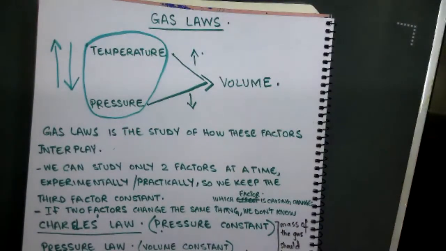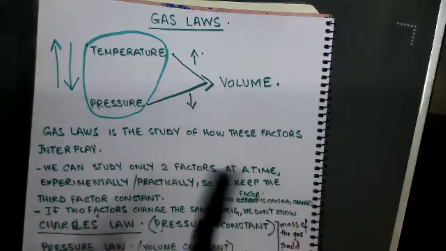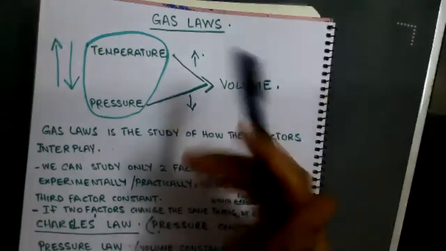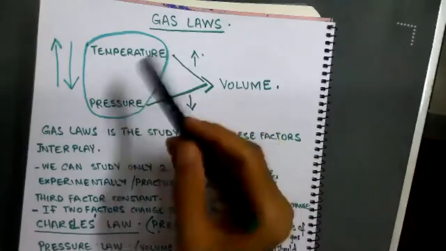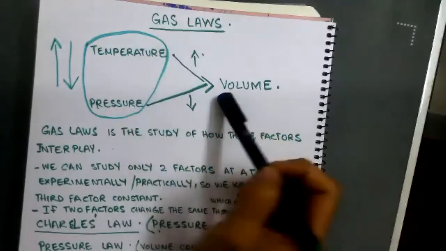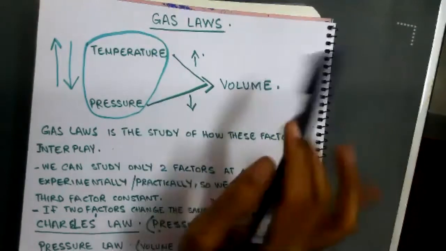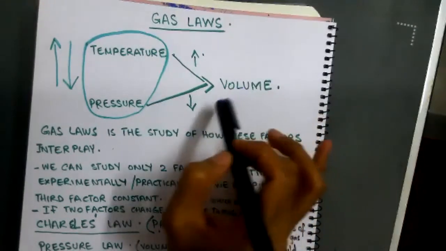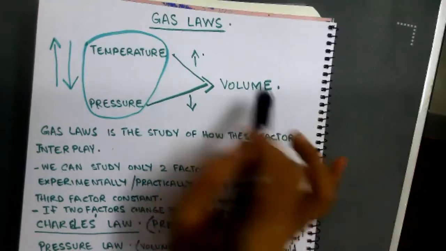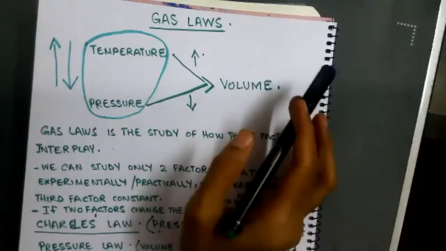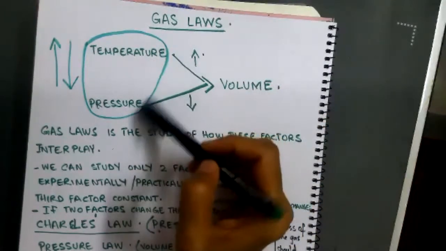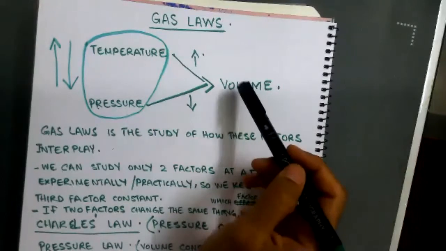So gas laws is basically the study of the relationship between three factors: temperature, pressure, and volume, provided the mass of the gas is fixed. So we study the relationship between these factors.